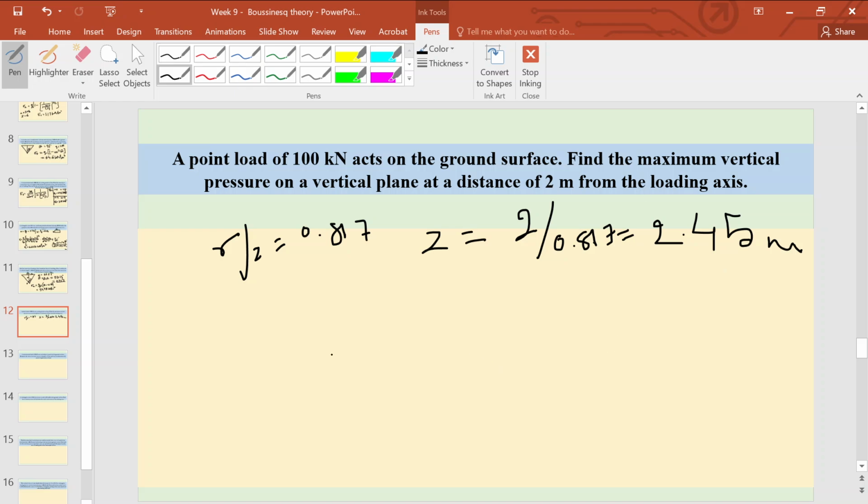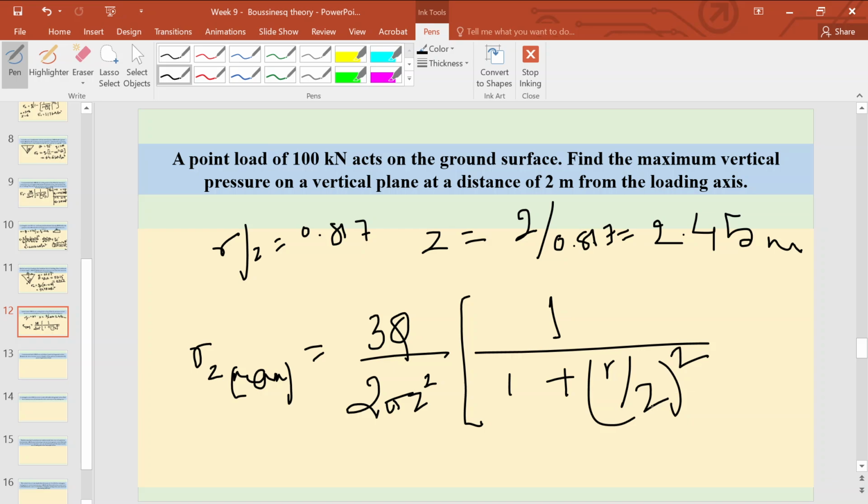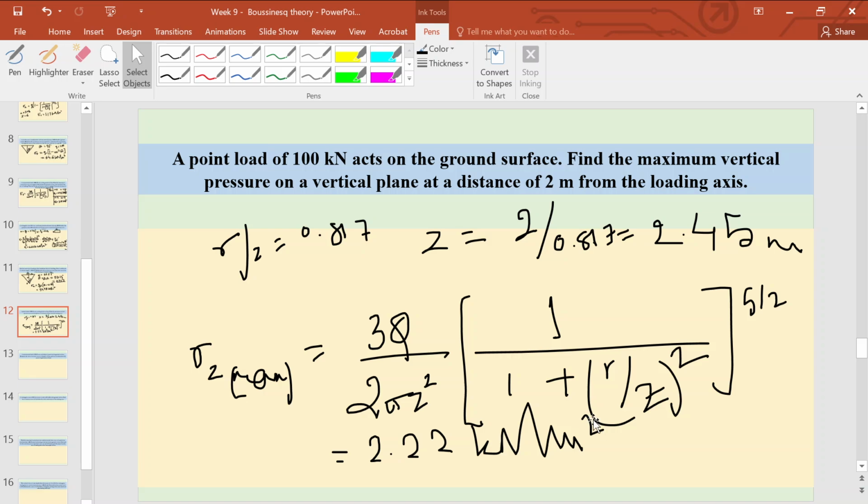So again, in the Boussinesq formula, sigma z, here I'll write max because it is the maximum value of stress. That will be 3q divided by 2 pi z square, into 1 divided by 1 plus r by z whole square, whole to the power 5 by 2. Z equals 2.45, r equals 2, we get a value of approximately 2.22 kilonewton per meter square, isn't it? 2.22. Okay.